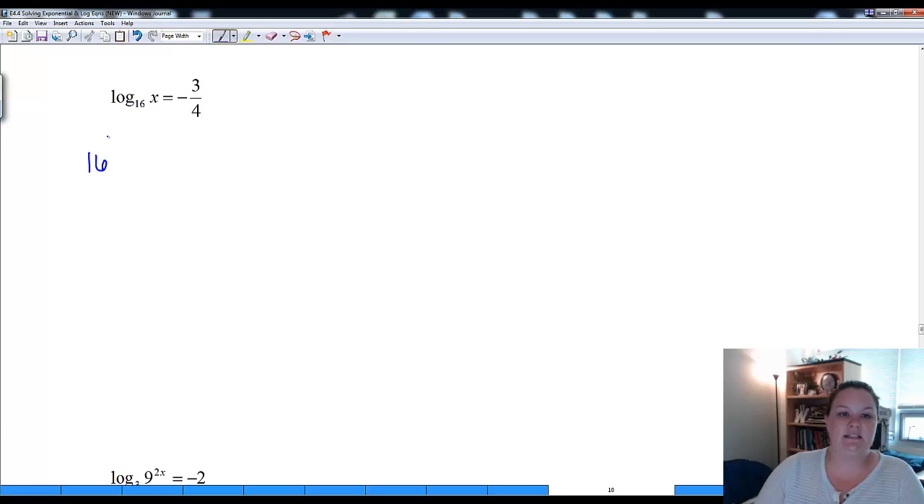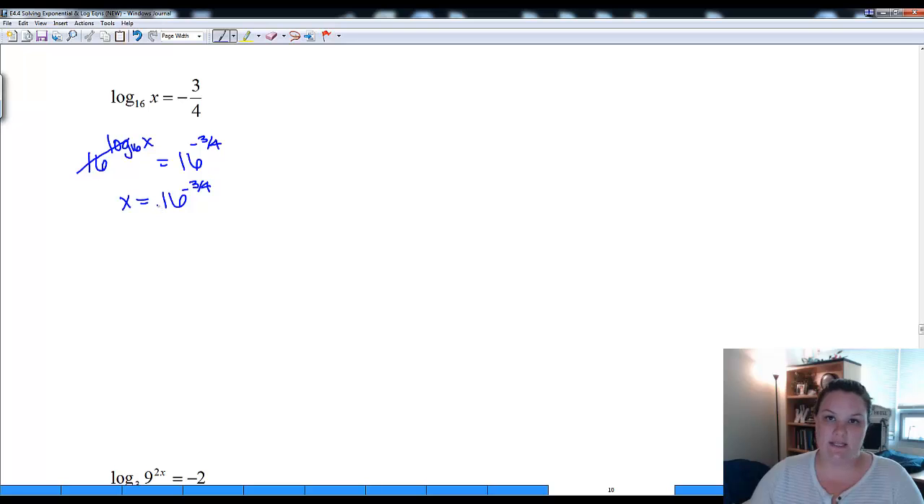So I'm going to do 16, and I'm going to raise my equation up into the exponent. If I do that on the left-hand side, I have to do that on the right-hand side. So negative 3/4 becomes the exponent on my 16. On the left-hand side, my 16 and my log base 16 cancel. So I have x is equal to 16 to the negative 3/4.